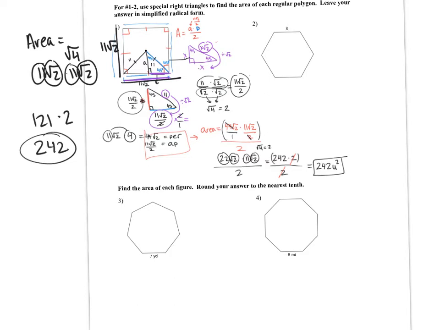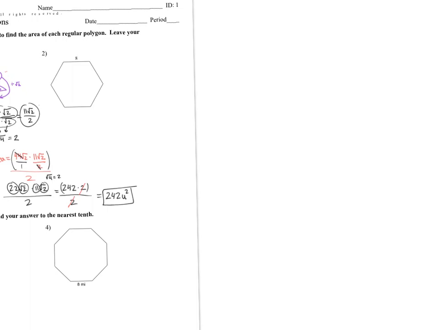Either way, if you use the formula, area equals apothem times perimeter divided by 2, you get this thing, which reduces. Or if you just use the idea base times height in a square, you'd still get the same answer. Let's look at number 2.